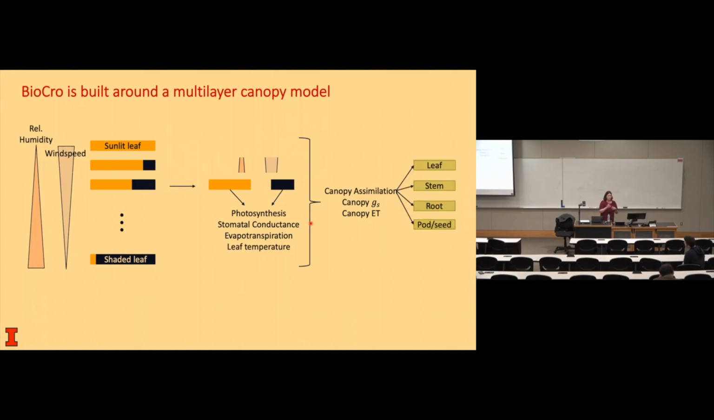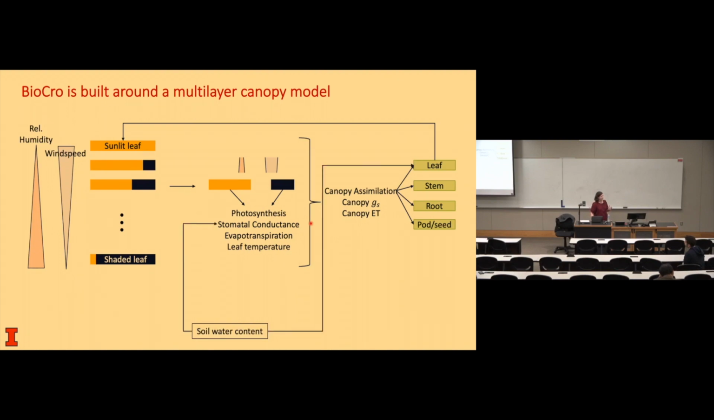This information then gets allocated to different parts of the growth of the plants related to leaf, stem, root. And in this case, I've been working with soybeans, so talking about pod and seed. And then this gets updated. The more leaf you grow, the larger canopy you're getting, so you're updating your vertical profile. And of course, soil water is also an important component and impacts things like the stomatal conductance, which impacts evapotranspiration, as well as leaf growth.